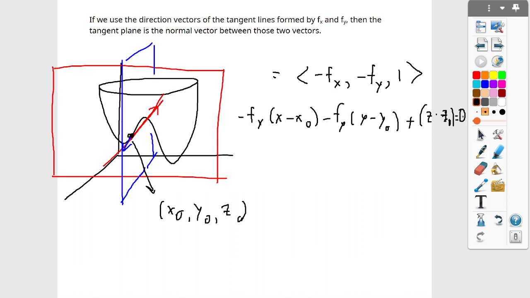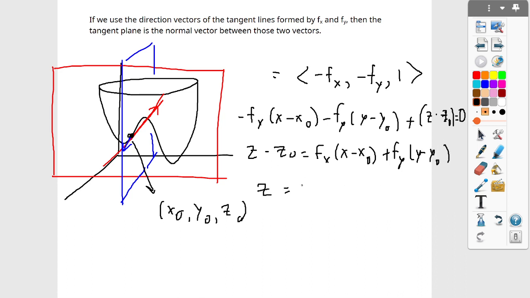I'm sorry, I'm just squeezing this a little bit. Now if we move f sub x and f sub y over to the other side, what will we get? We'll get z minus z0. So we move these two groups to the other side. z minus z0 is equal to f sub x times x minus x0 plus f sub y times y minus y0.